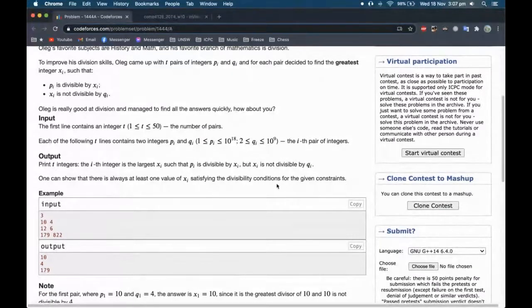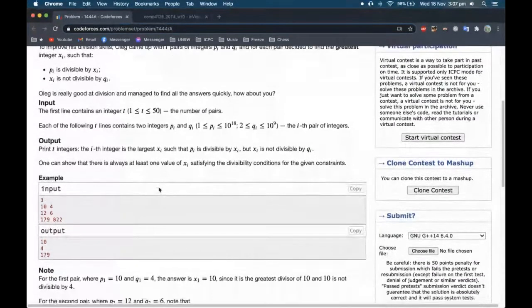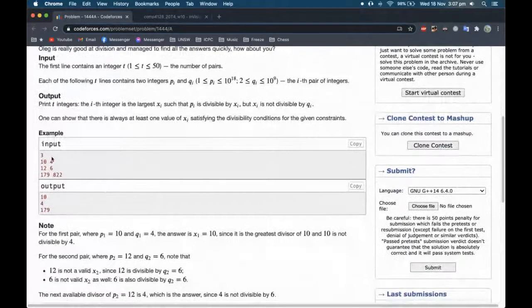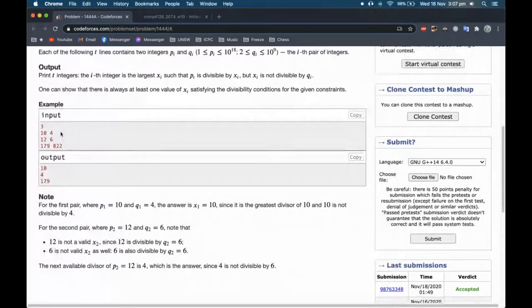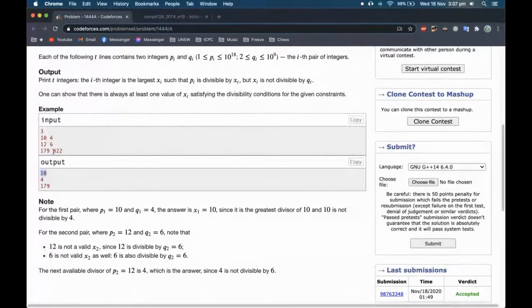This is just given to you in the exercise. So here is our sample input. We can see that we have 3 test cases, and then we have 3 pairs following that. Looking at the first pair, it looks like the answer is 10. 10 is divisible by 10, but 10 is not divisible by 4, right? So that's why we've chosen x to be equal to 10. And this is going to be the largest x such that those conditions are met.